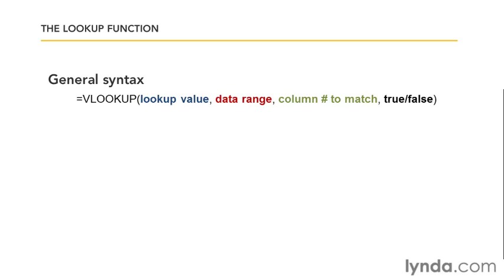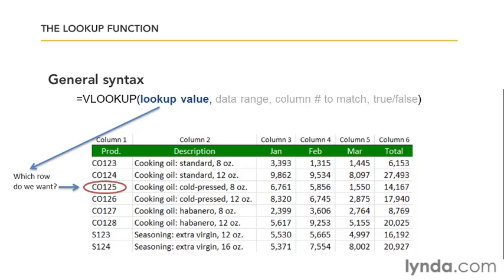Whether it's HLOOKUP or VLOOKUP, the syntax works the same, but vertical is much more common. So we say equals VLOOKUP, and then you have a lookup value, which is the way you're going to find the data, the key to your data area. Your data range is where you have all your data, and then you can figure out which column you want to get your data from, and the true-false we'll talk about in a minute. So let's take a look.